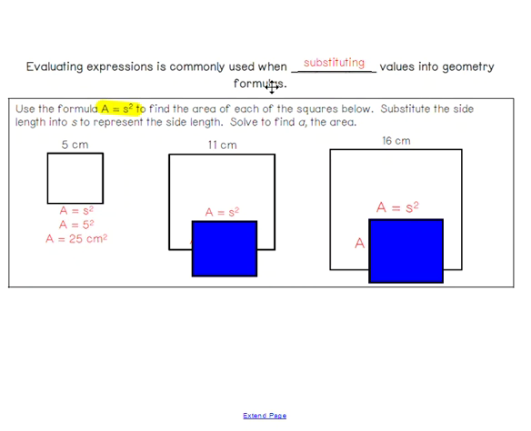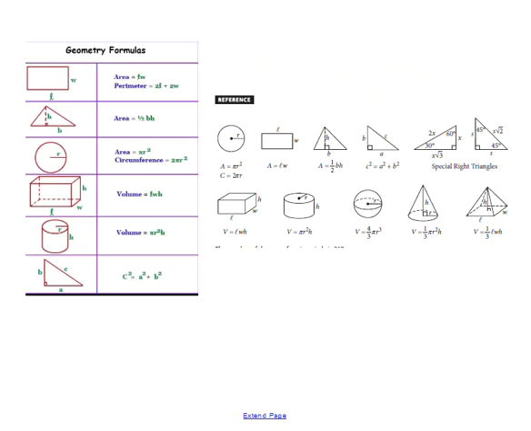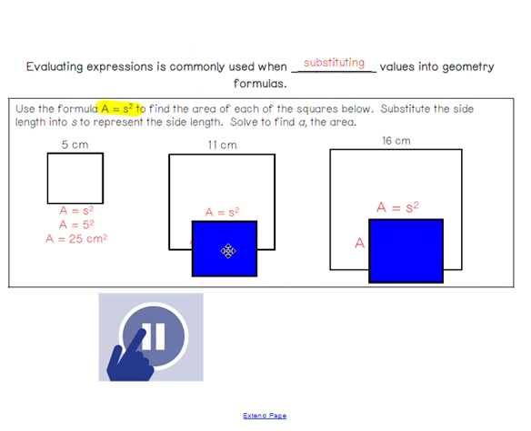So we're using a formula, and we're really just substituting a value here for the side length, and they gave us 5. What I want you to do now is go ahead and pause and do these next two on your own. Again, start with the formula, and then substitute, and then solve.